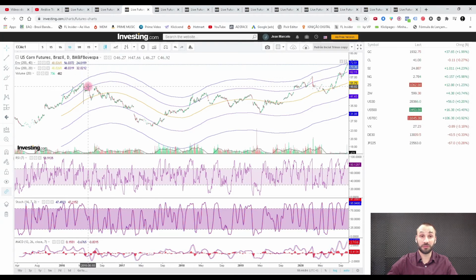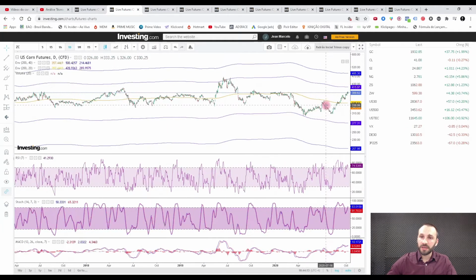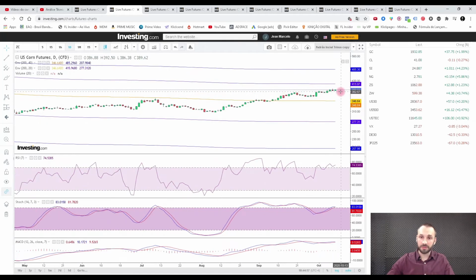These are corn futures of Brazil too. Let's see the corn of the international market. What does the graphic tell us? At this moment the relative strength index tells us it's a very good moment to sell because it is above 70. It was at 74, and the stochastic is above 80. It is 83 and 81.